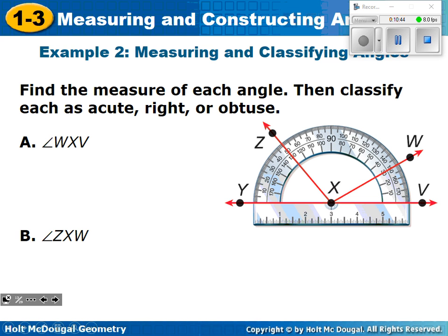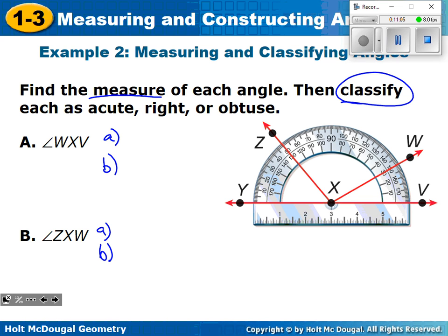First, I want you to try to answer these questions, but notice there's two parts. Find the measure of the angle. So in each one of these, you're going to find the measure. And then part two, classify. Anytime you see that word classify, that means acute, obtuse, right, or straight. So then you'll tell me what kind of angle it is. So go ahead, you and your partner.